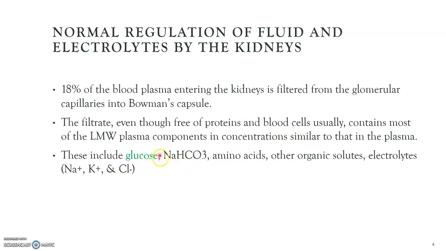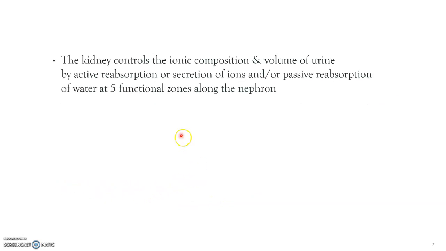These include glucose, sodium bicarbonate, amino acids, and other organic solutes, and also the electrolytes sodium, potassium, and chloride. So the kidneys control the ionic composition and also the volume of urine by active reabsorption or secretion.